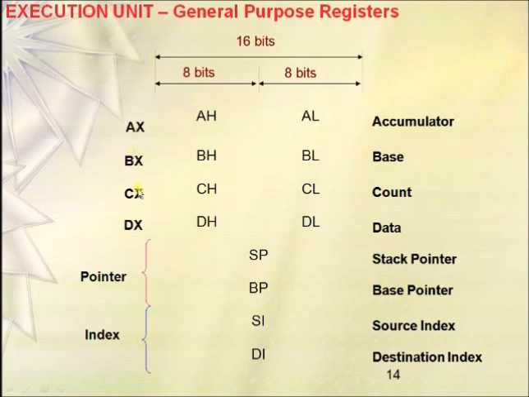Now all these registers can be accessed with 16-bit names like AX, BX, CX and DX, or else with their 8-bit names like AH, AL, BH, BL, CH, CL and DH, DL. H indicates higher byte and L indicates lower byte. Now apart from these registers, it also contains pointer as well as index registers. So we'll see what these pointer and index registers are.